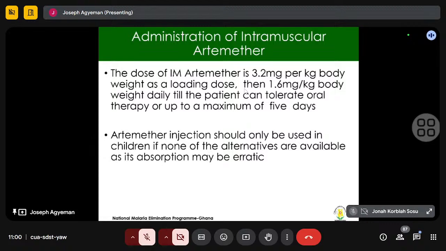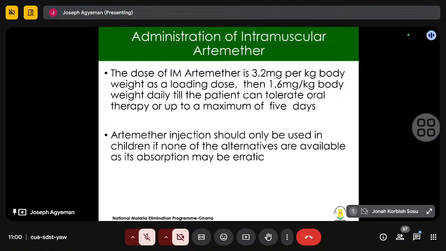If not, we are switching to artemether injection. Artemether is IM. Obviously, it's an oily preparation, and therefore you cannot administer it per IV. It may clog the blood vessel and cause issues. The recommended dose is 3.2 milligrams stat.